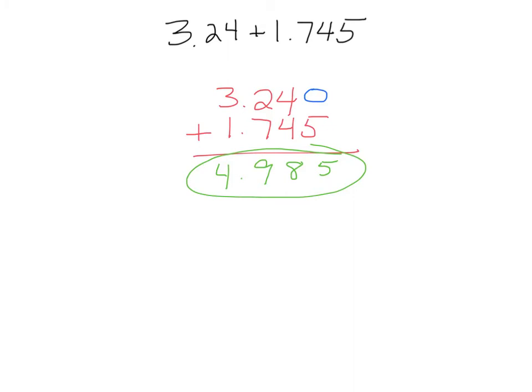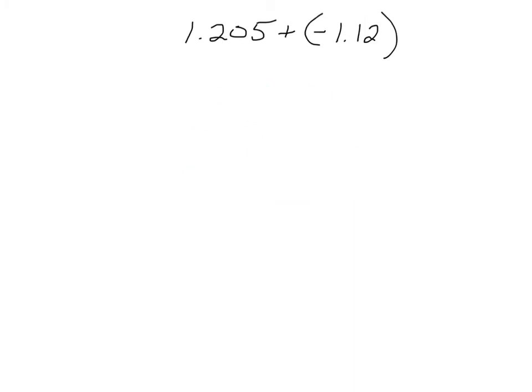So let's try now one more tricky. So in this case, we are looking at 1.205 plus a negative 1.12. So it's very important, first thing we do is we want to identify which number is bigger. Because our signs are different, we're going to actually subtract their absolute values, just like we did with integers and fractions, and we are going to assign the value of our answer with the bigger number.